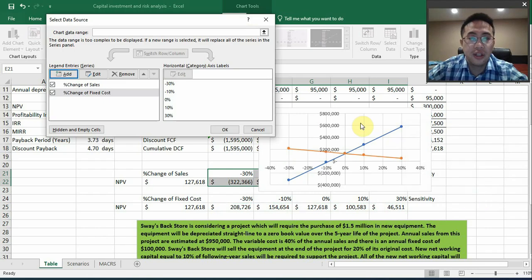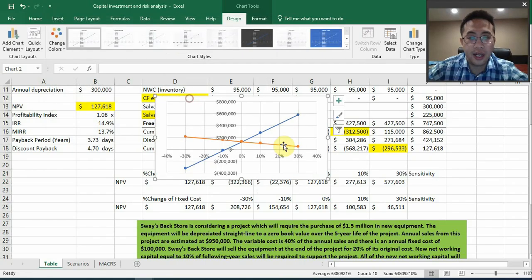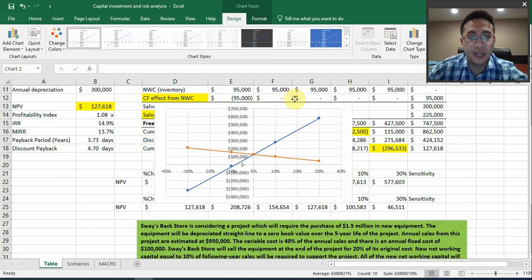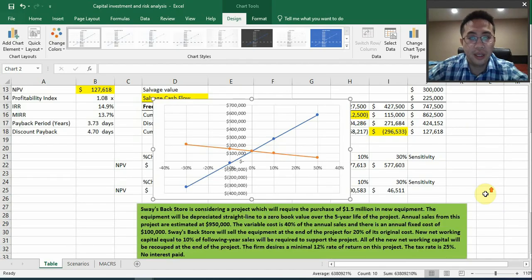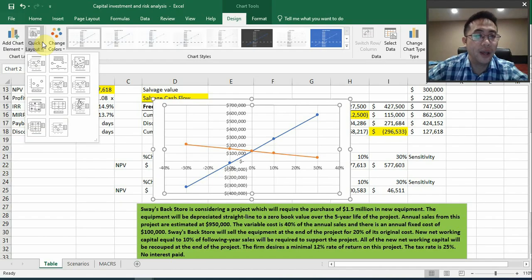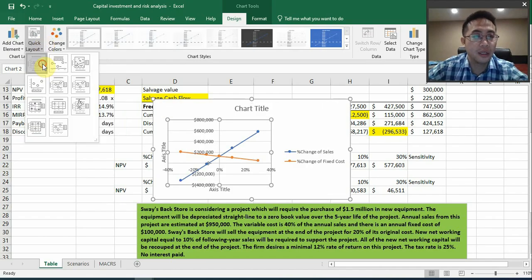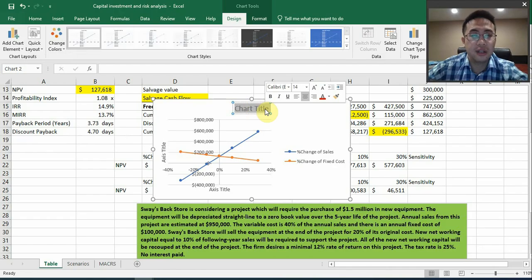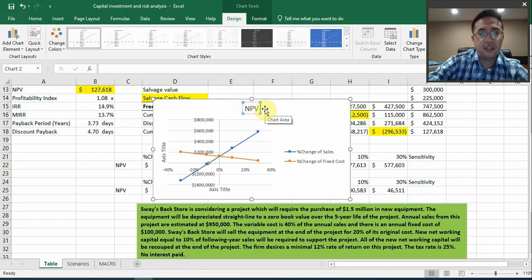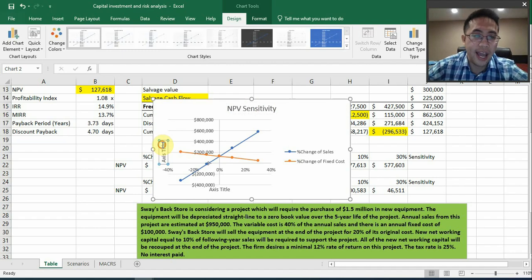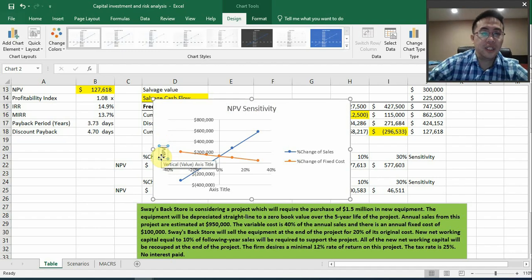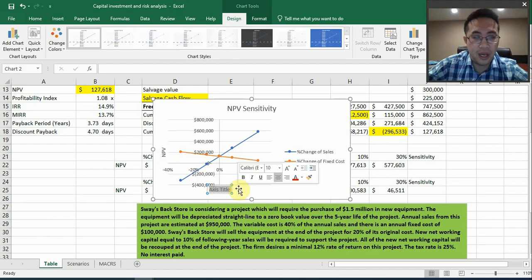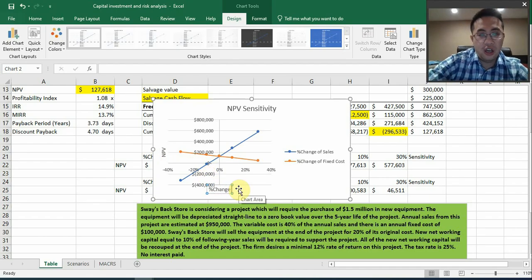All right, so this is the look of the scatter. Okay, and I can just enlarge it a little bit. If I hit this chart, you will see some options show up. I want to do a quick layout, and I want to hit the top left one. The chart title is NPV sensitivity analysis, the y-axis is the NPV value, and the x-axis is the percentage change of a variable.